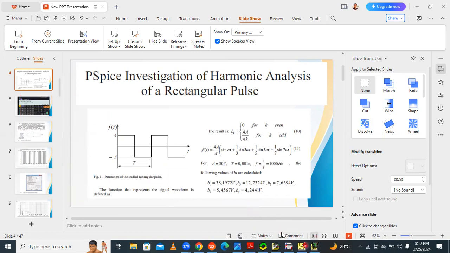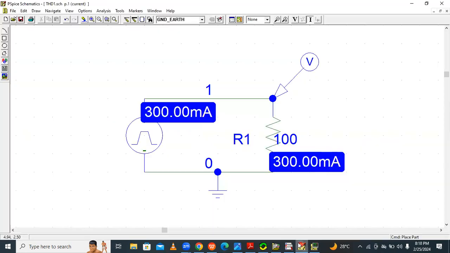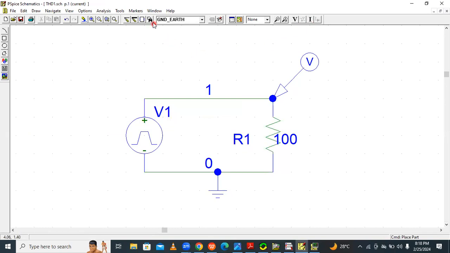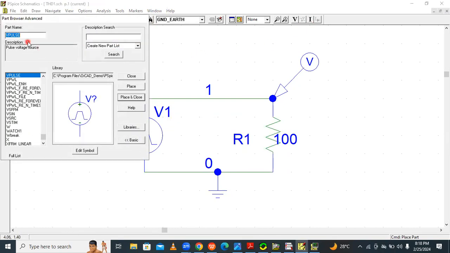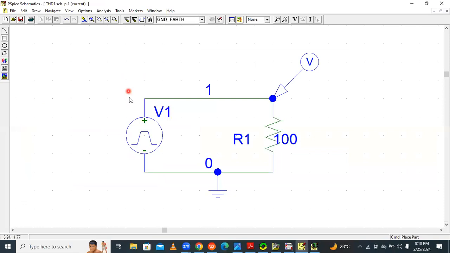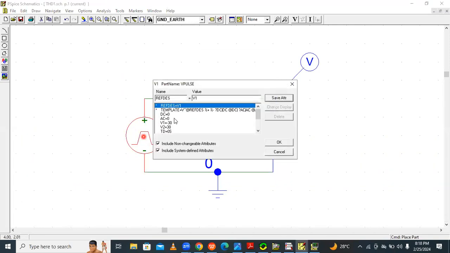First, open the PSPICE schematic. Go to place part, VPulse, and open VPulse: AC 0, DC 0, V1 minus 30, V2 plus 30, delay time 0 seconds, rise time 1 microsecond, fall time 1 microsecond, pulse width 0.5 milliseconds, and the pulse repetition is 1 millisecond. Enter the values like this.